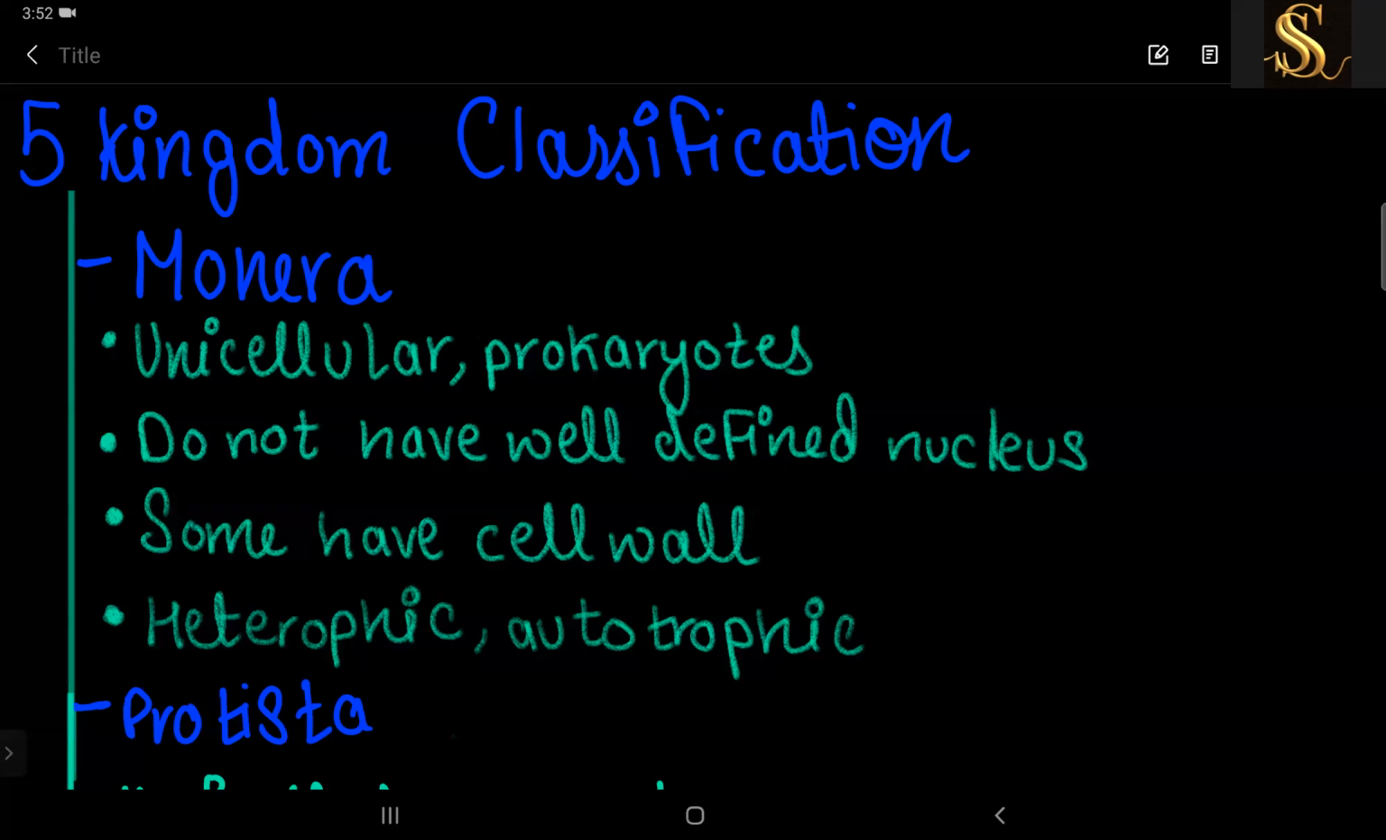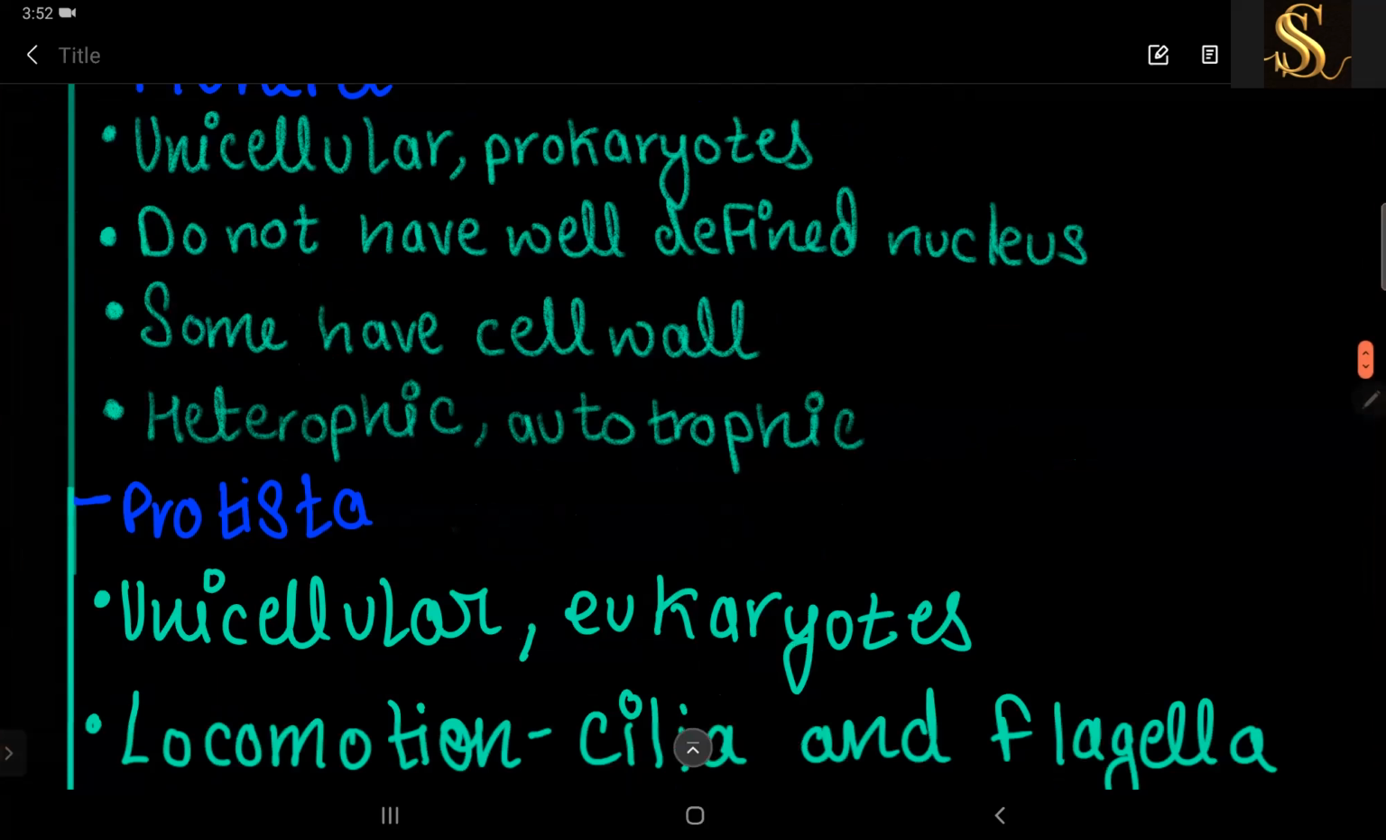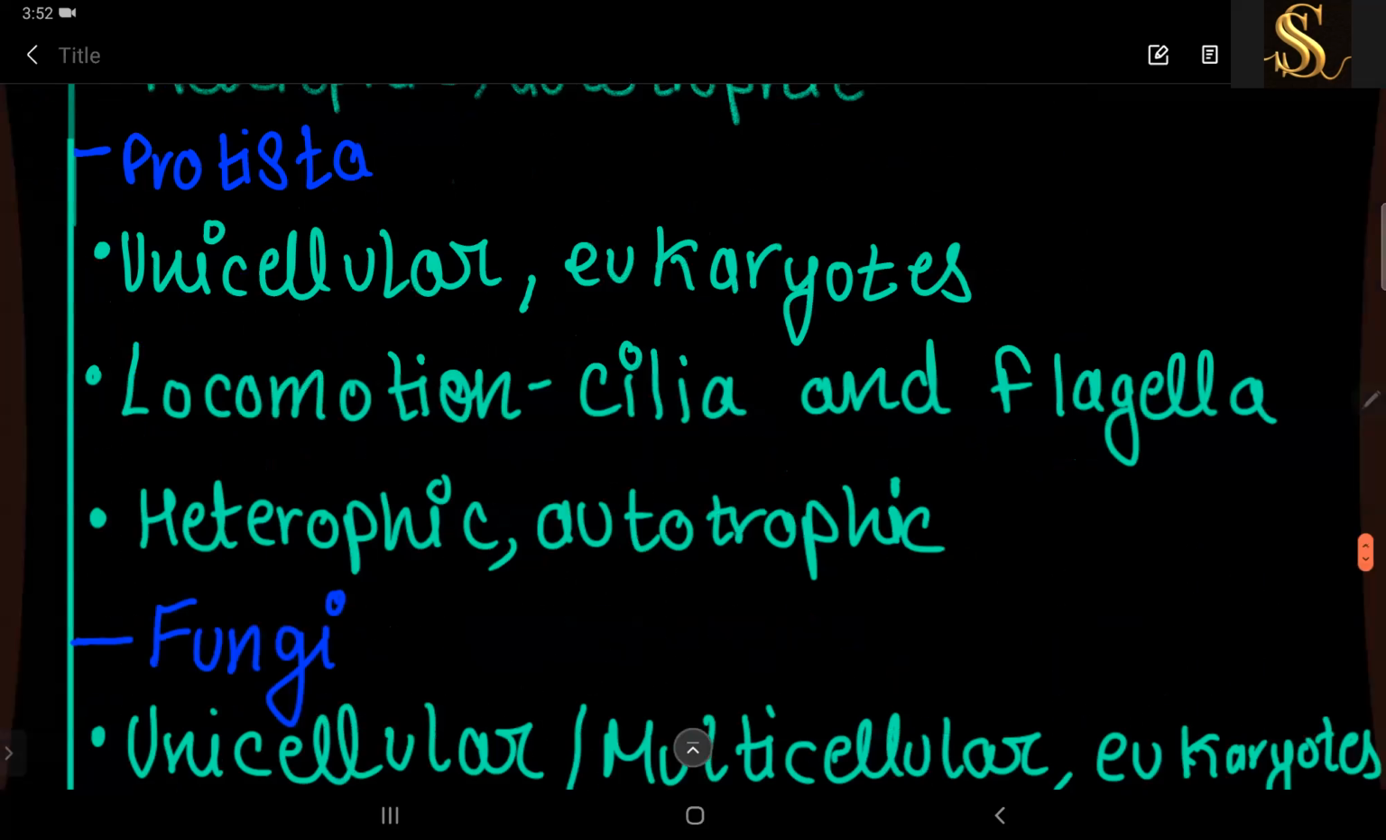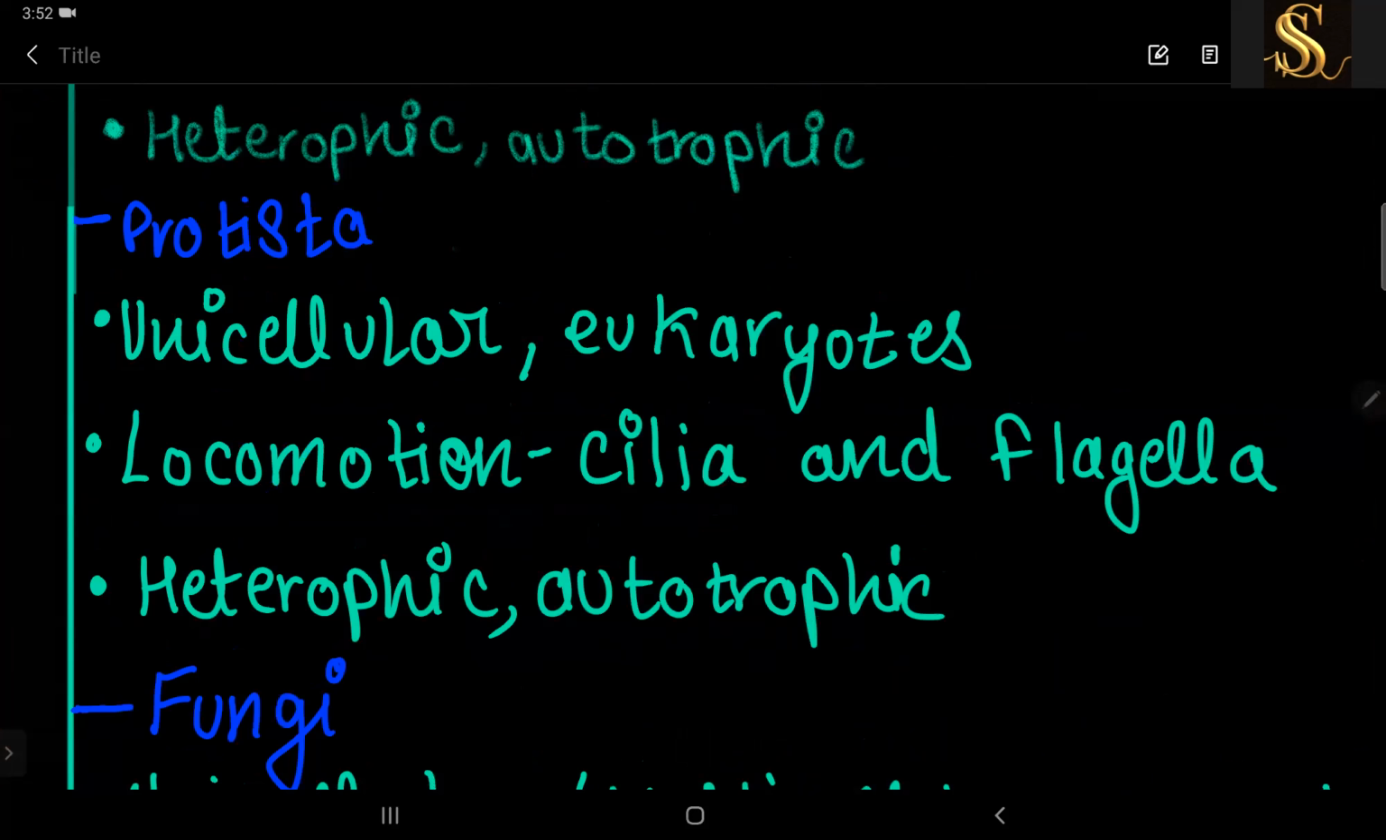Five kingdom classification. The first kingdom here is Monera. Monera are unicellular and prokaryotes. They do not have a well-defined nucleus. Some of them have cell walls. They are heterotrophic and autotrophic. Protista is unicellular and eukaryotic. Its locomotion is by cilia and flagella. They are both heterotrophic and autotrophic.